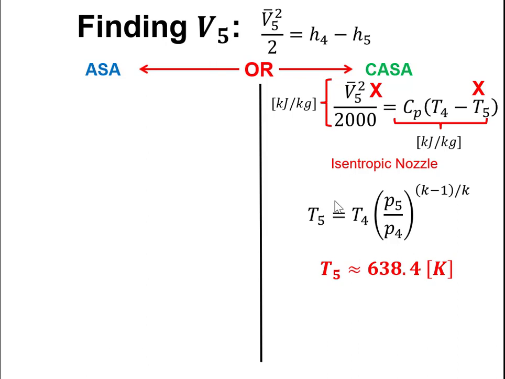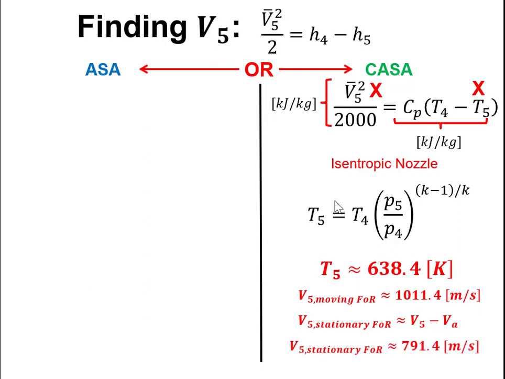I can use that temperature to find my velocity at state 5 in my moving frame of reference. Then to get the velocity in my stationary frame of reference, I have to take my velocity and subtract the velocity inlet to my engine, or VA. I can find that in the stationary frame of reference, V5 is just over 790 meters per second.